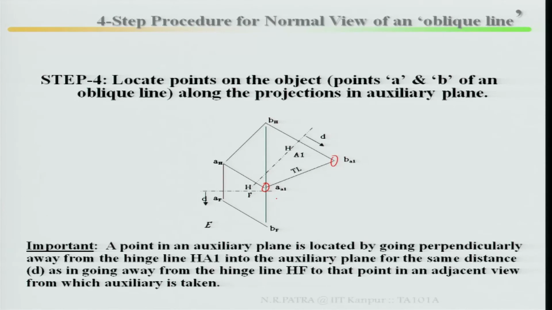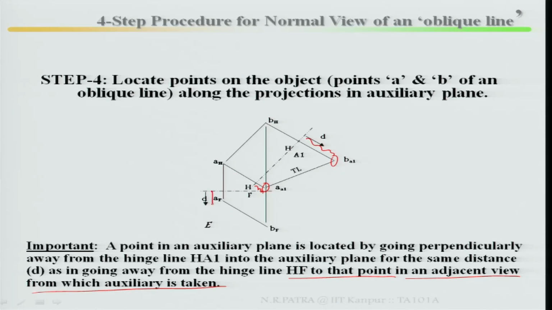the hinge line into the auxiliary plane for the same distance d as in going away from the hinge line in horizontal frontal to that point of an adjacent view from which your auxiliary is taken. Look at here. Suppose you are taking this auxiliary plane here, for this case what is the distance you are supposed to take? This distance is, in this case, the opposite view. This is your top view, this is your front view.